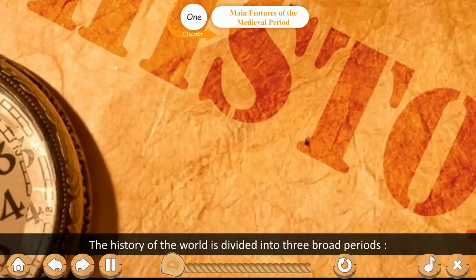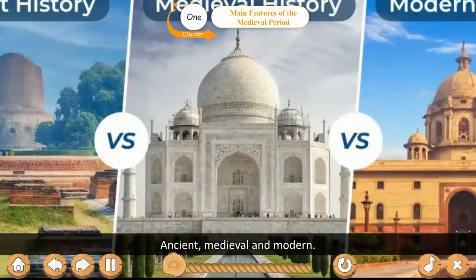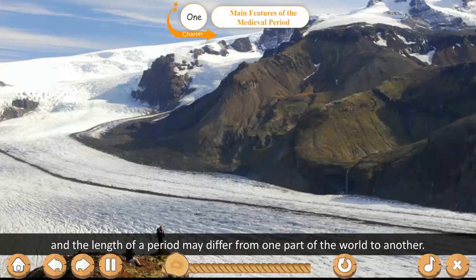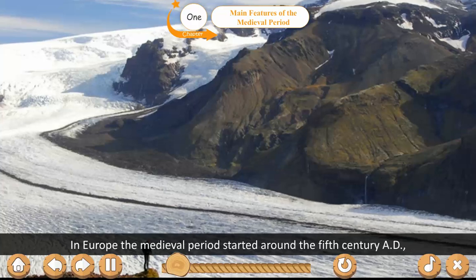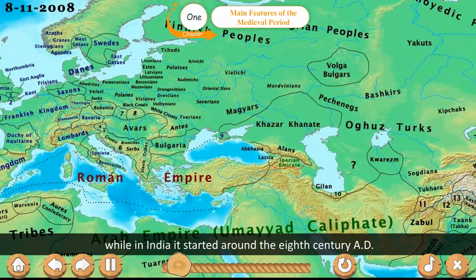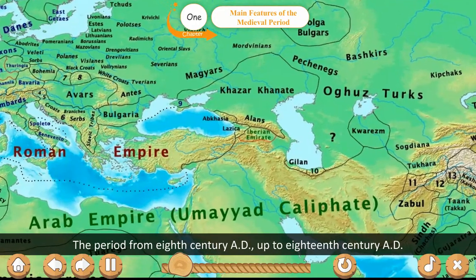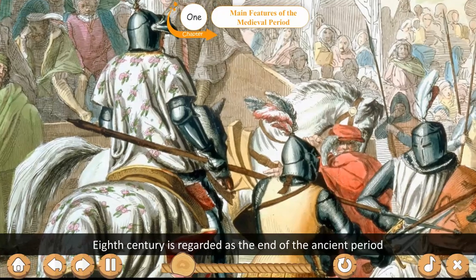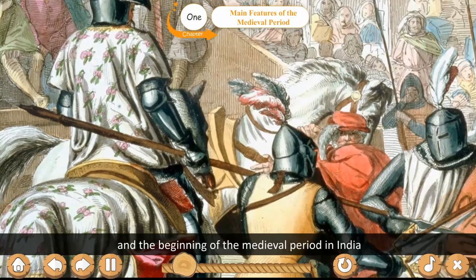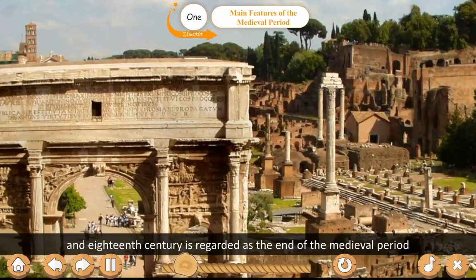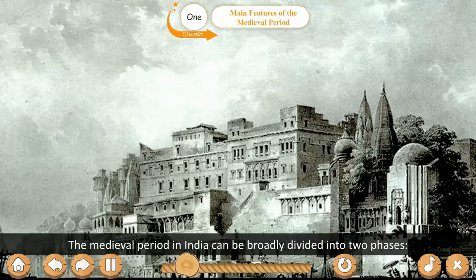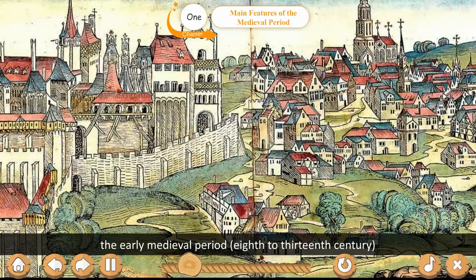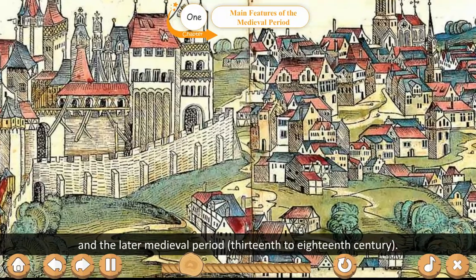The history of the world is divided into three broad periods: ancient, medieval, and modern. Each of these periods covers several centuries, and the length of a period may differ from one part of the world to another. In Europe, the medieval period started around the 5th century AD, while in India it started around the 8th century AD. The period from the 8th century AD up to the 18th century AD is considered as the medieval period in India. The 8th century is regarded as the end of the ancient period and the beginning of the medieval period in India, and the 18th century is regarded as the end of the medieval period and the beginning of the modern period of India. The medieval period in India can be broadly divided into two phases: the early medieval period, 8th to 12th century, and the later medieval period, 13th to 18th century.